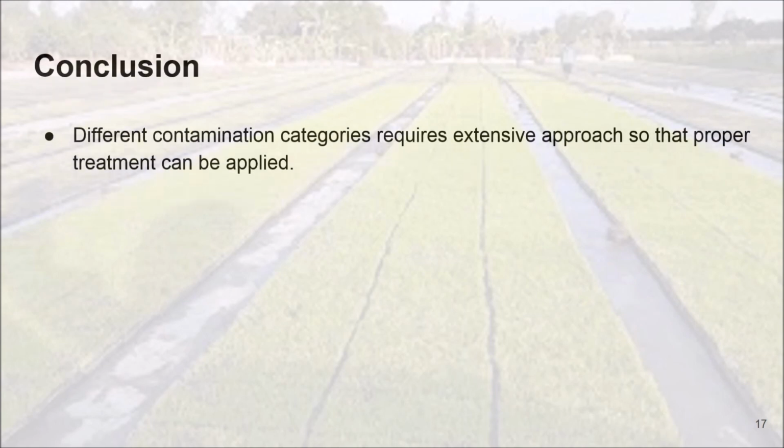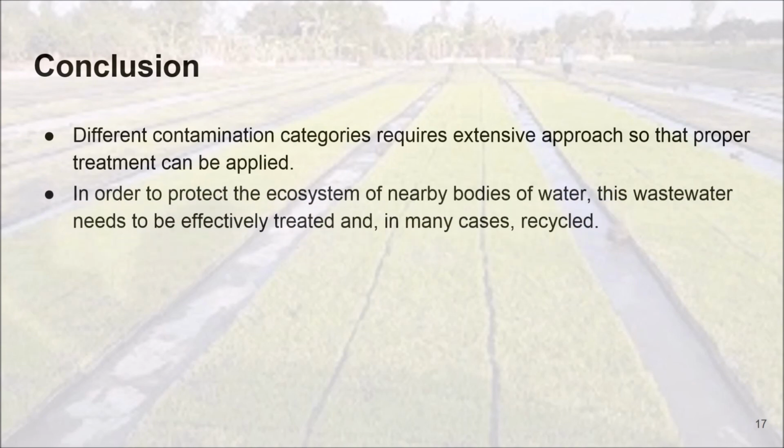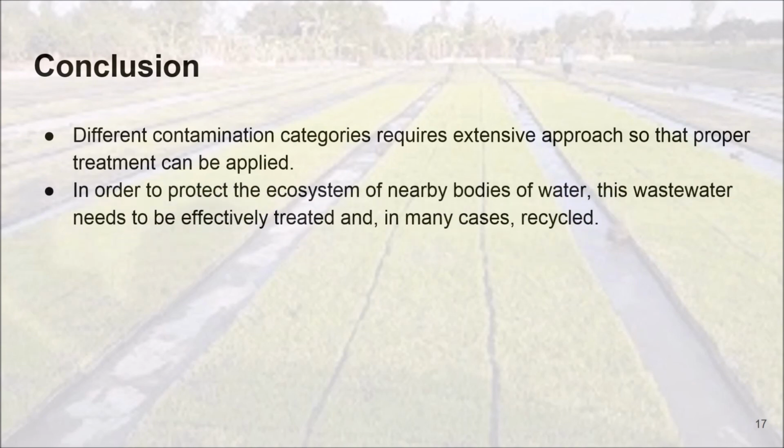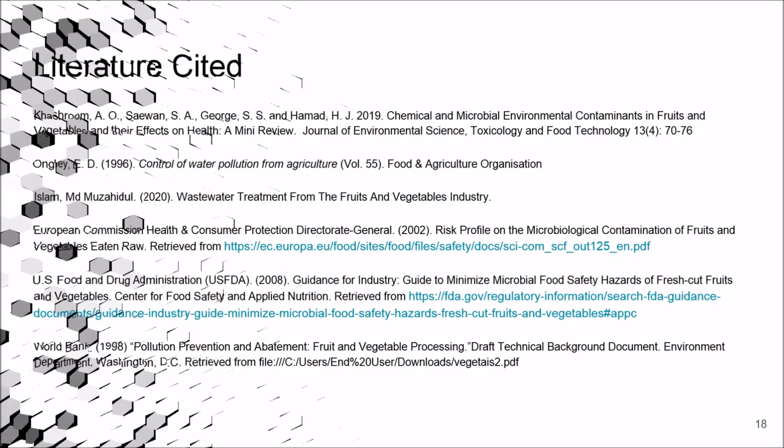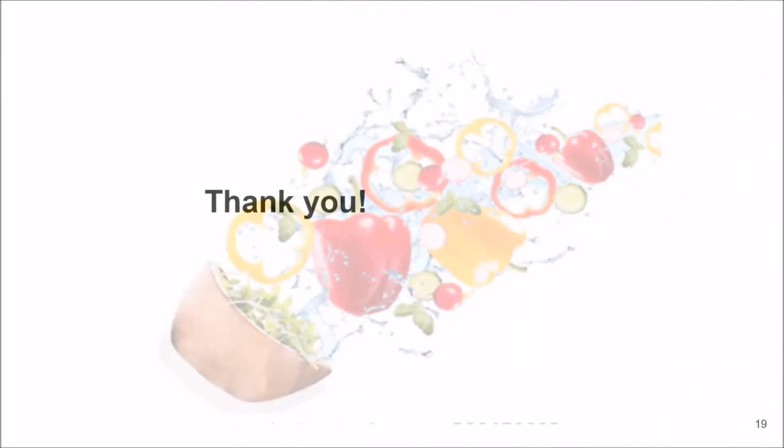As a conclusion, for the specific contaminants in wastewater generated from the vegetable and fruit industry, different contamination categories require an extensive approach so that proper treatment can be applied. In order to protect the ecosystems of nearby bodies of water, this wastewater needs to be effectively treated and in many cases recycled.